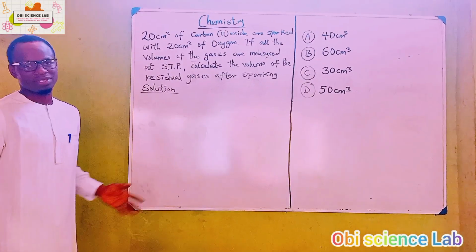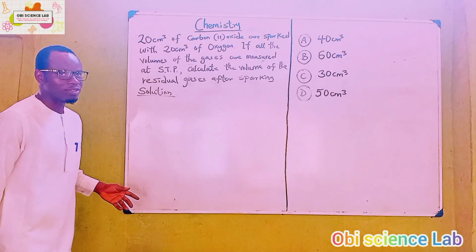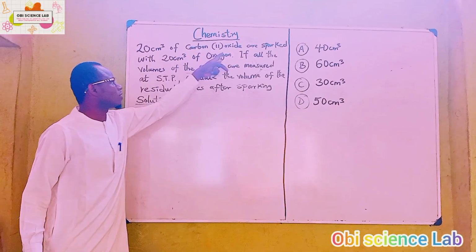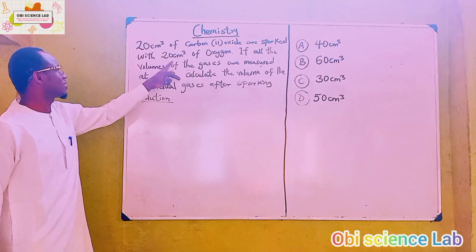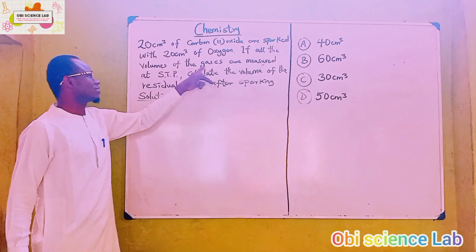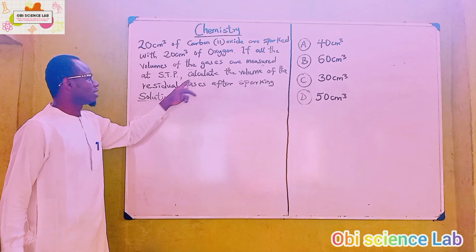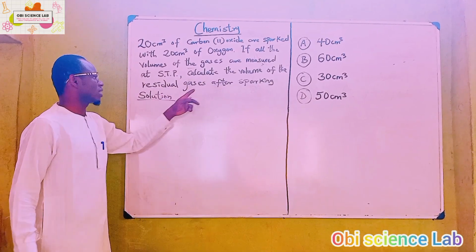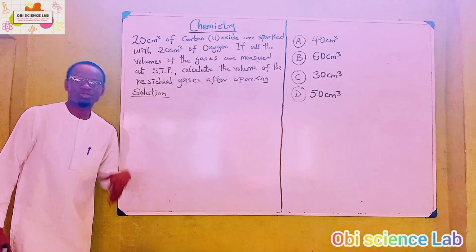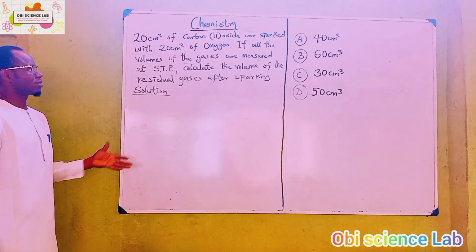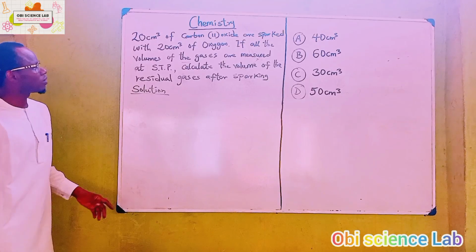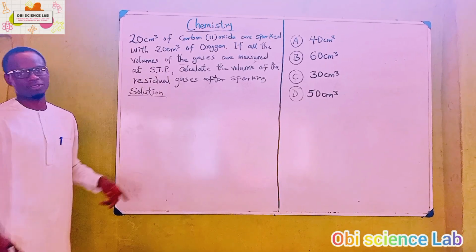Today we'll have a chemistry question to address. The question says 20 cm cube of carbon 2 oxide is sparked with 20 cm cube of oxygen. If all the volumes of the gases are measured at STP, calculate the volume of the residual gases after sparking. The question is asking us to calculate the volume of residual gases after the sparking of these two gases, and the two gases are carbon 2 oxide and oxygen.